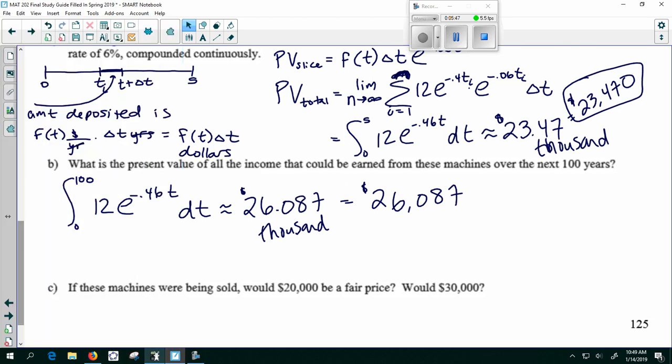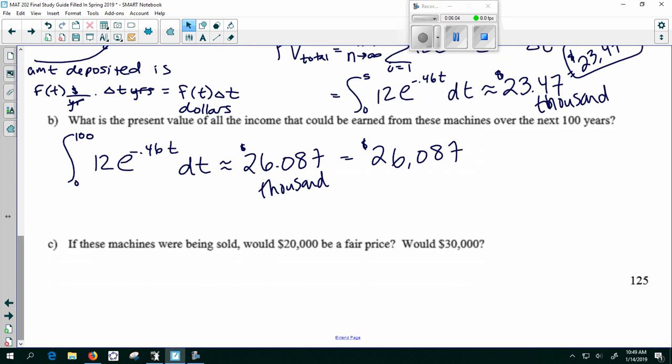So that would be the fair price of those vending machines. If you were to sell those vending machines today, their present value is $26,087. So that's the exact fair price. $20,000 is not a fair price to the seller, because to the seller, they're worth more than that. $30,000 is not a fair price to the buyer, because to the buyer, they're not worth that much. So neither 20,000 nor 30,000 is a fair price. The exact fair price is $26,087.